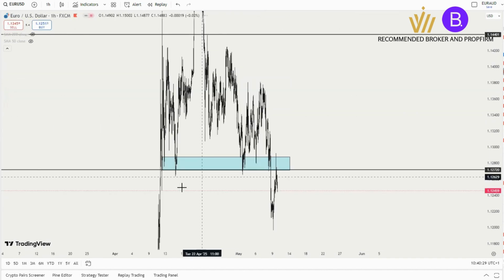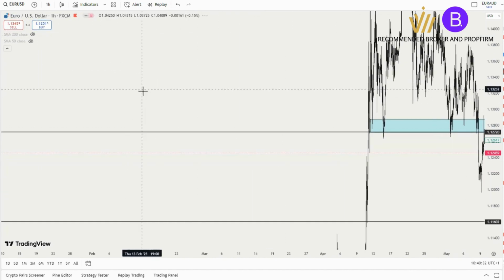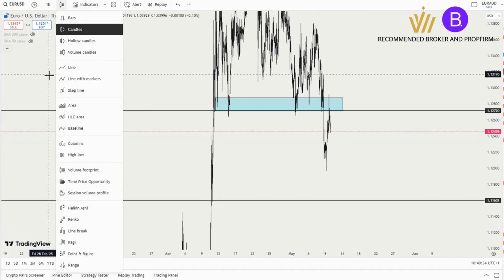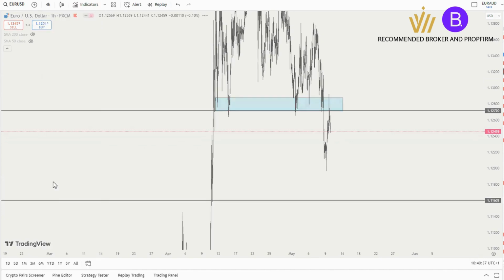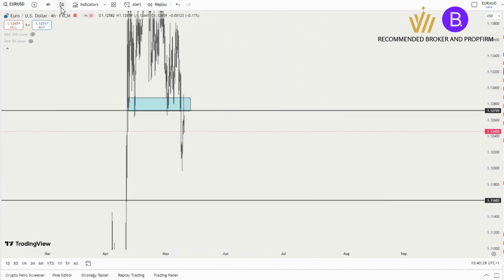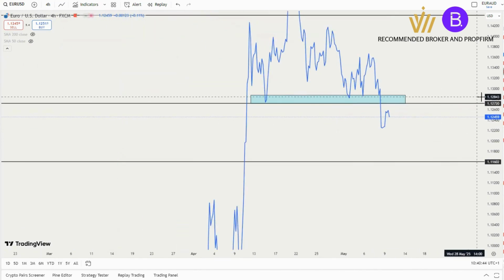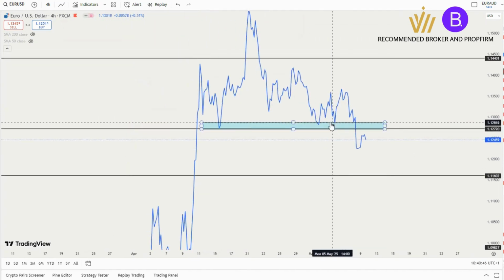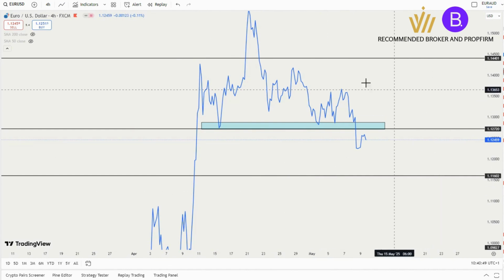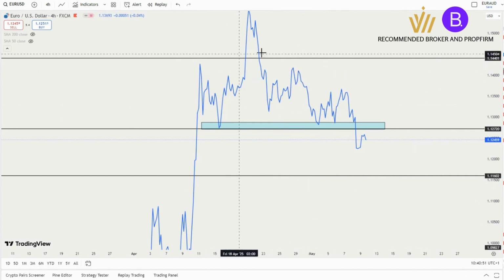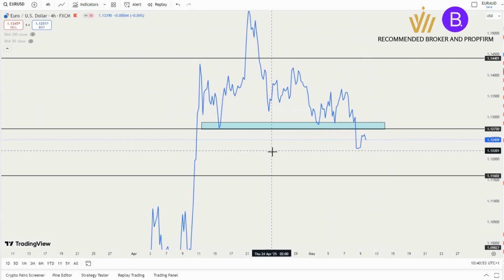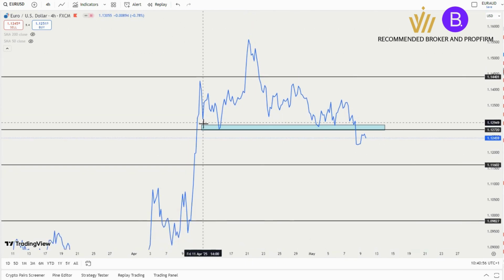So the next pair I want to check is Euro US dollar. On Euro US dollar, we can see that we have a similar scenario to the GBP US dollar. Here, let's use the line chart too and understand the price movement at this area. But to be sincere, this one has rejected already after I used the Fibonacci retracement last week. I think it rejected at the 50% Fibonacci retracement level.